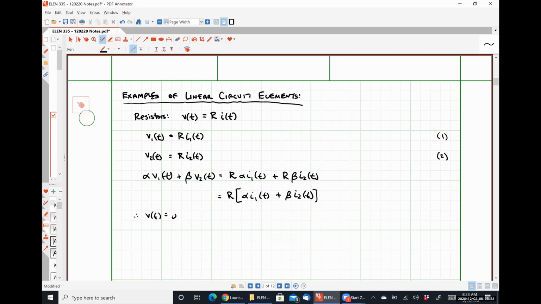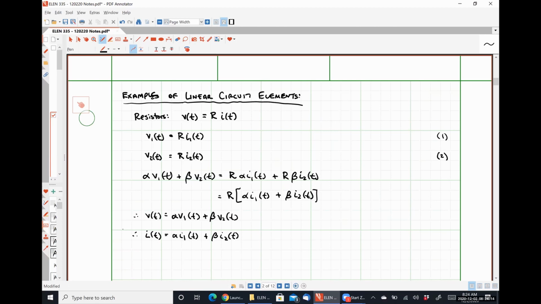and I can see that this equation is the exact same thing as my characteristic equation, Ohm's law, where V of t is alpha V1 plus beta V2, and I of t is alpha I1 plus beta I2. So if I substituted this for V of t and this for I of t into my original equation, I get the exact output that I get here. So we can say that resistors are an example of a linear circuit element, okay?